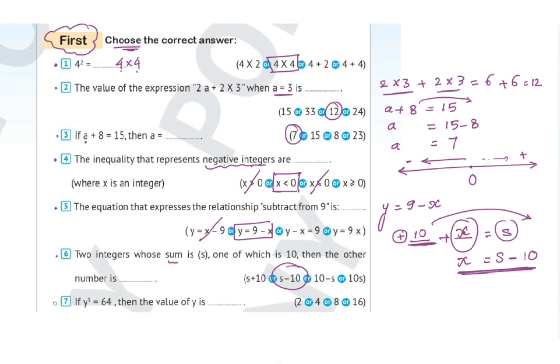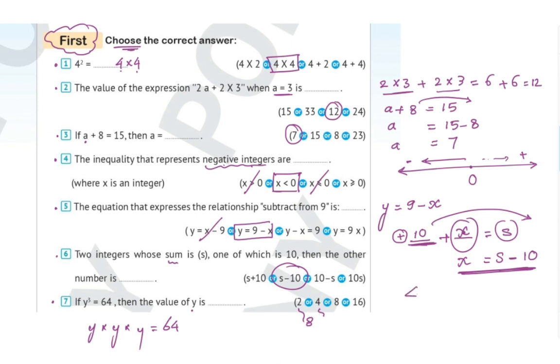Okay, last point here. If y to the power 3 equals 64, then the value of y equals 2, 4, 8, or 16. Now what does y power 3 mean? That means y by y, 3 times, right? What's the number that, if I multiply it by itself 3 times, equals 64? Try with me. 2 by 2 by 2 equals 8. 4 by 4 by 4. 4 by 4 equals 16. 16 by 4 equals 64.